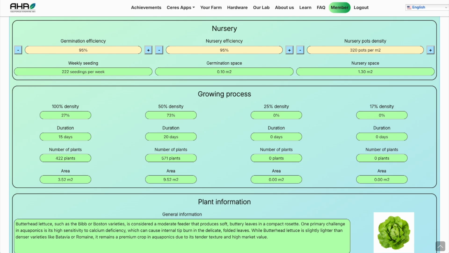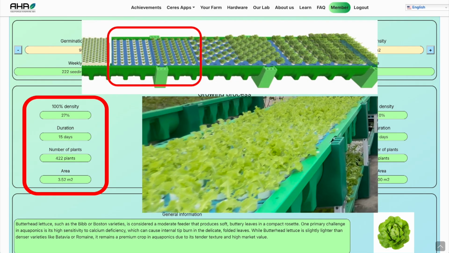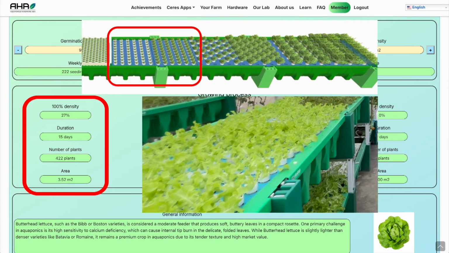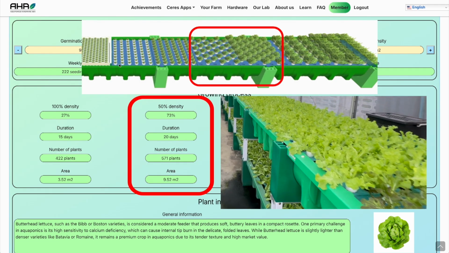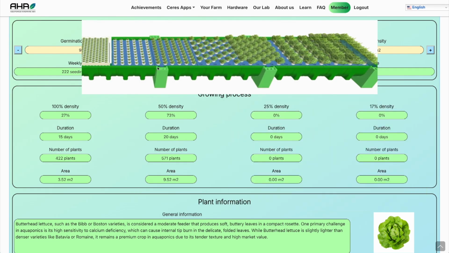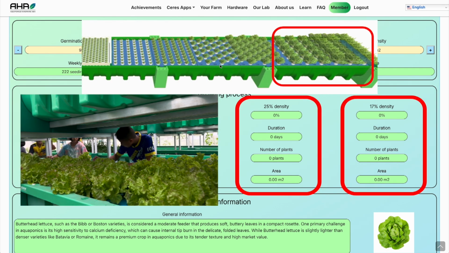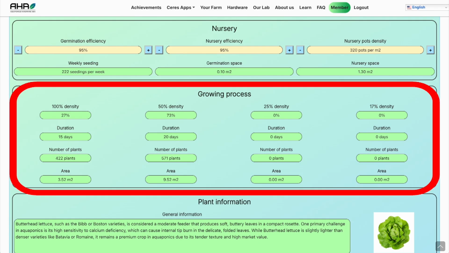When the plants have grown to the size of the pots, we place them on the floating board at 100% density. Later, once the plants touch each other, we split the 100% density board into 2 half-density boards for the second growth period. Some plants can be harvested at half density, others require splits to quarter or eighth density. Ceres advises the optimum growing density process for each plant.